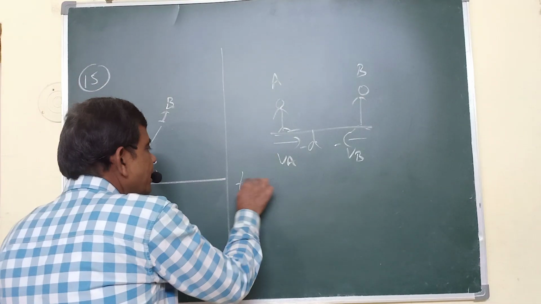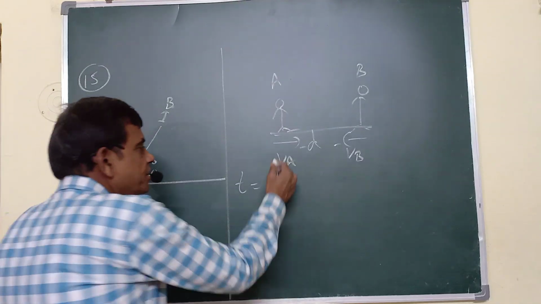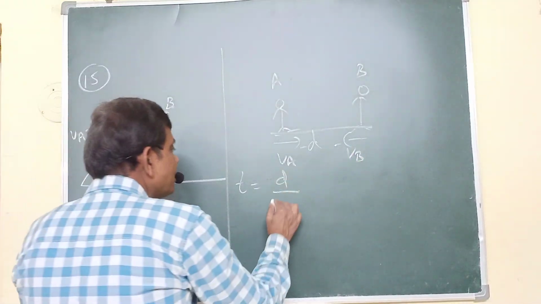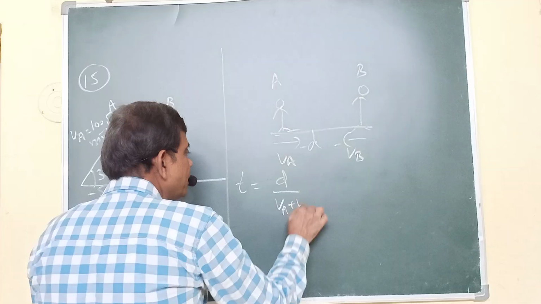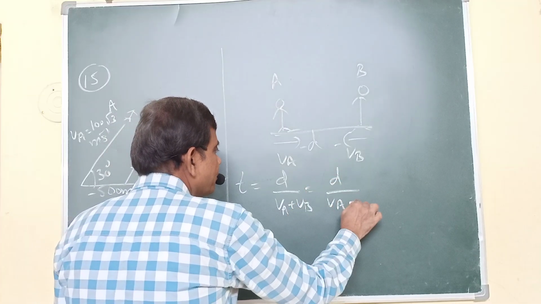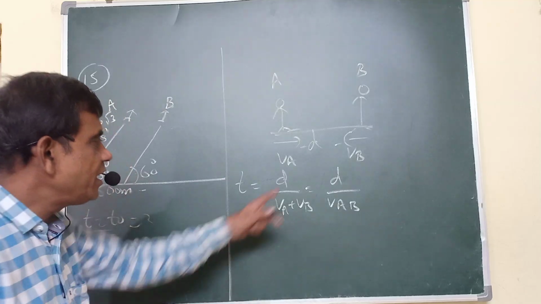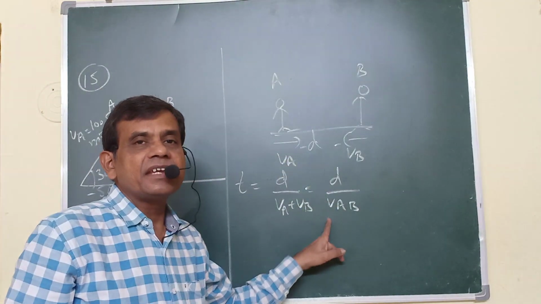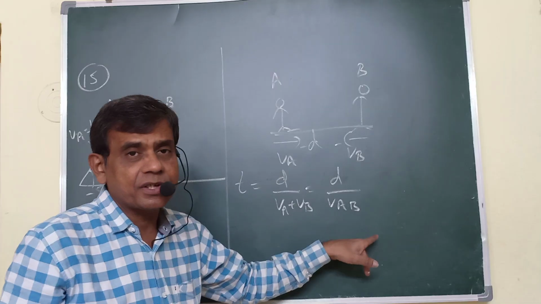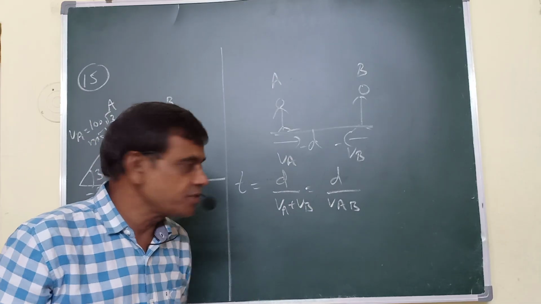So what is the formula for time? Distance by speed. What is the speed? Relative velocity. What is the relative velocity here? VA plus VB. That is what we write as VAB or VBA. VAB means velocity of A with respect to B, and VBA means velocity of B with respect to A. Both are the same in this case.